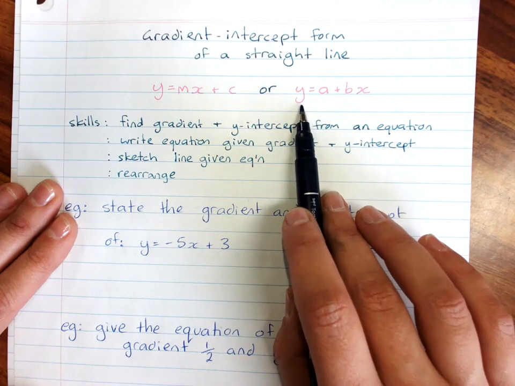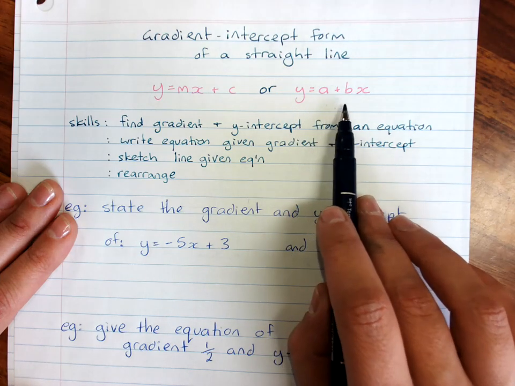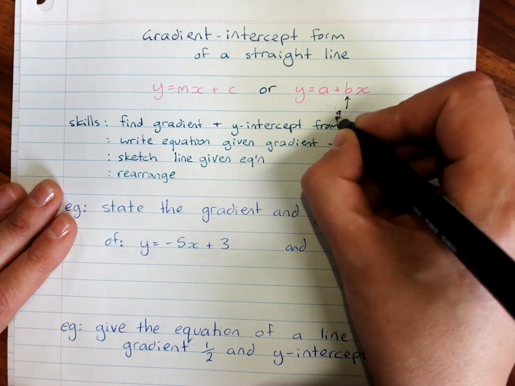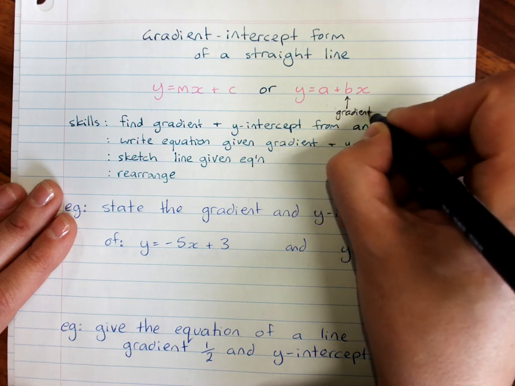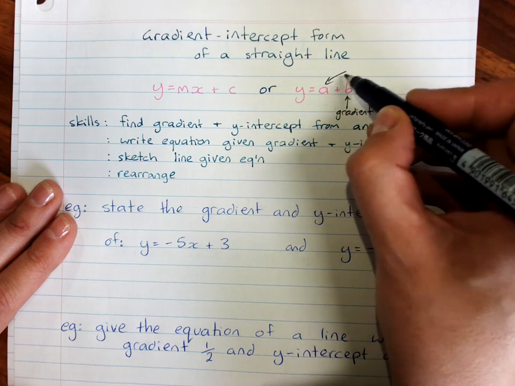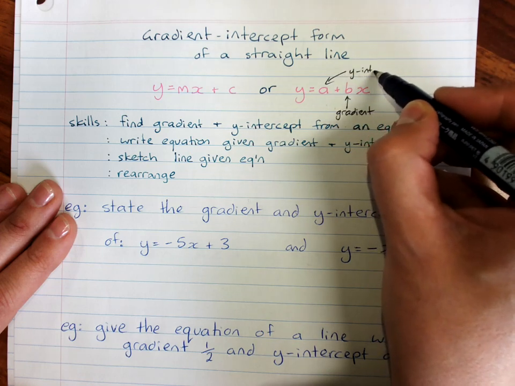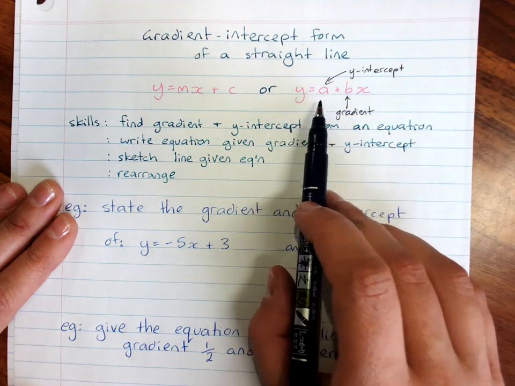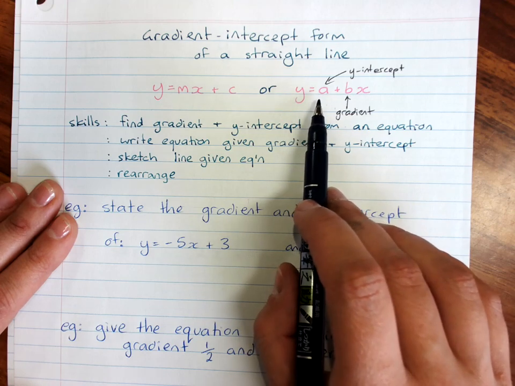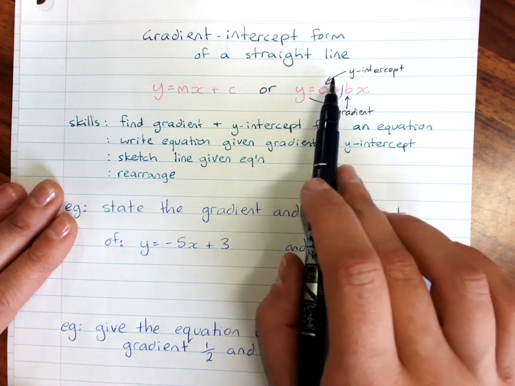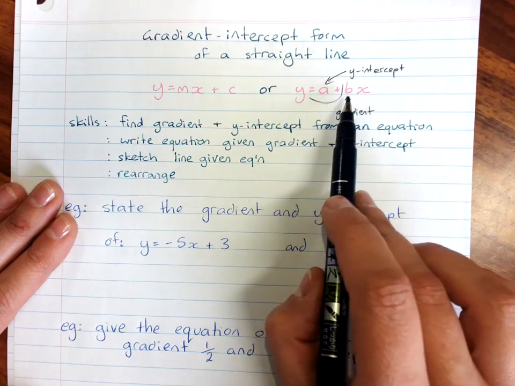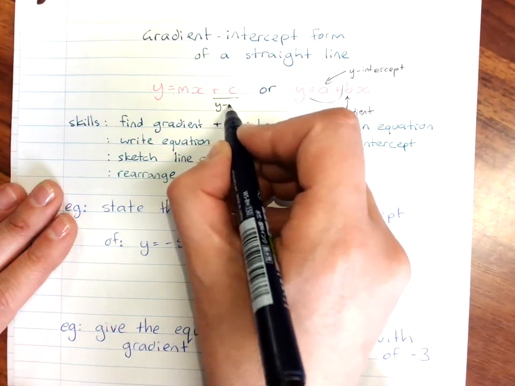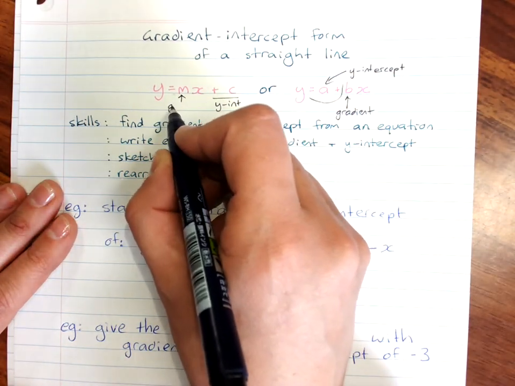We'll often also see it given in the form y equals a plus bx, where of course b is our coefficient of x, but that's still the gradient. A is the number on its own, which is our y-intercept. And it's often easier to put the number on its own, the y-intercept, first, because in real life situations we'll start with this and then go up or down this amount. Here of course, y-intercept and gradient.